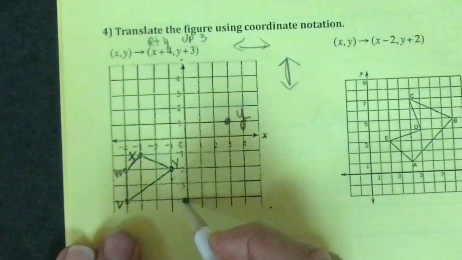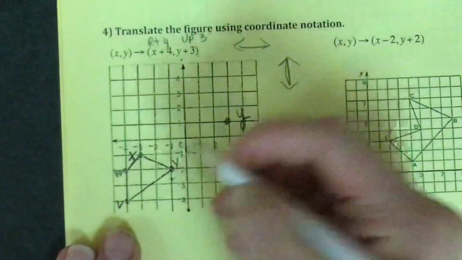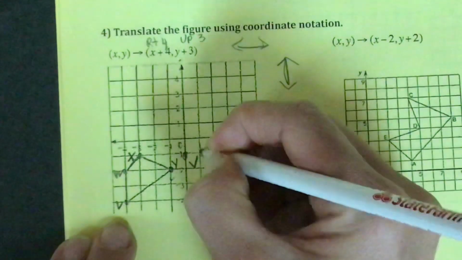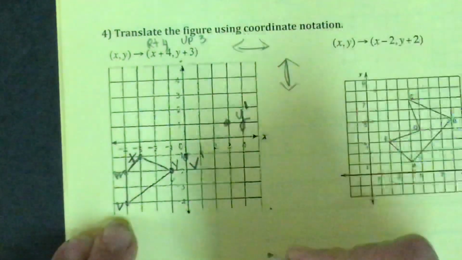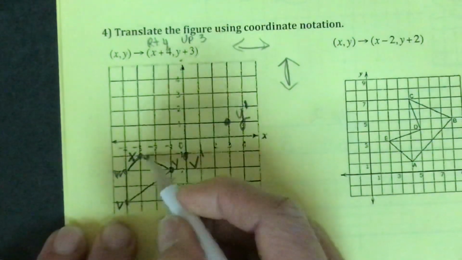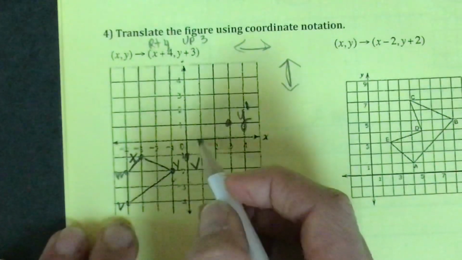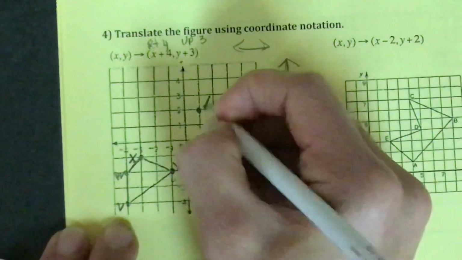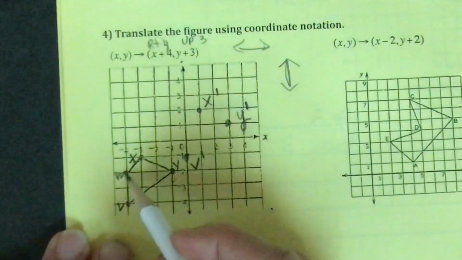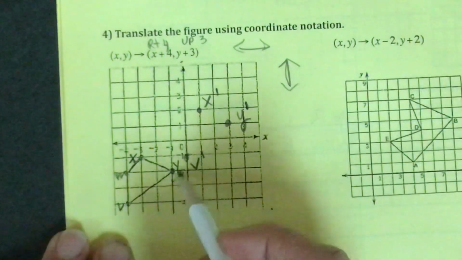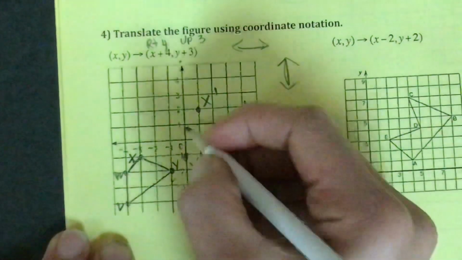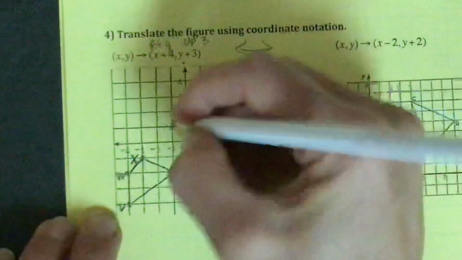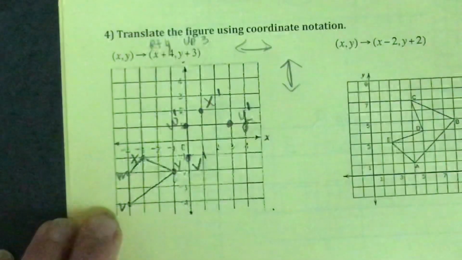1, 2, 3, 4. 1, 2, 3, and I'm going to label as I go because this one's kind of confusing, right? Oh, I forgot my prime. I forgot my prime. Don't forget your prime. 1, 2, 3, 4. 1, 2, 3. X prime. 1, 2, 3, 4. 1, 2, 3. And that looks like a W, I think. A W prime.